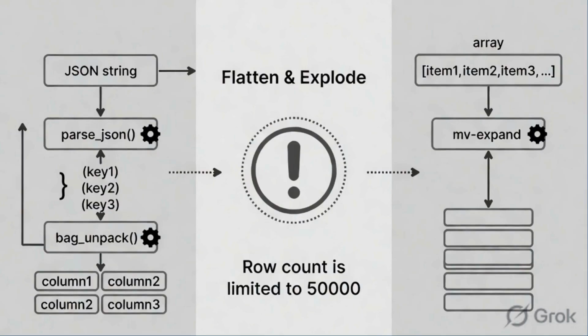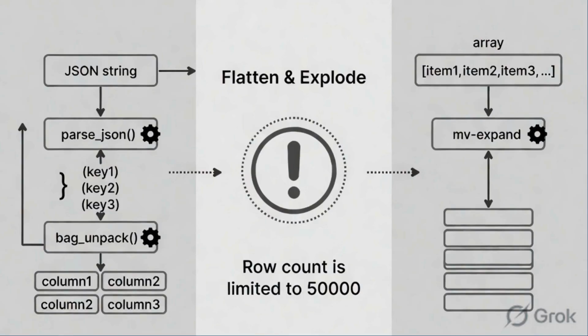Perfect for object payloads. On the right, a dynamic array, item 1, item 2, hits mv-expand. Each element becomes its own row. Great for turning lists, tags, events, nested arrays into queryable tabular data. The middle arrow says flatten and explode. Bag_unpack flattens objects sideways into columns. Mv-expand explodes arrays downward into more rows.